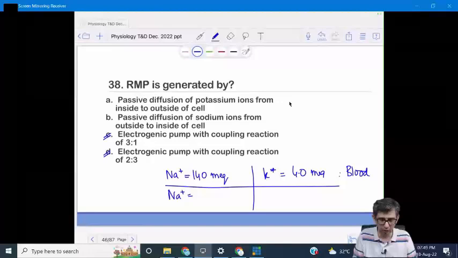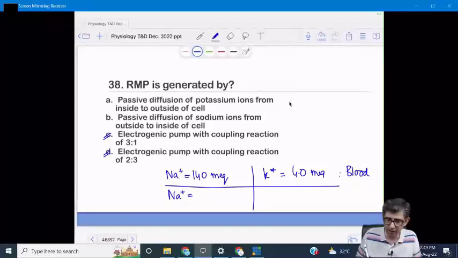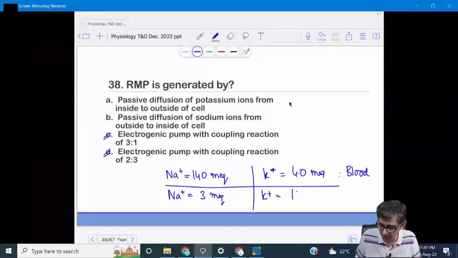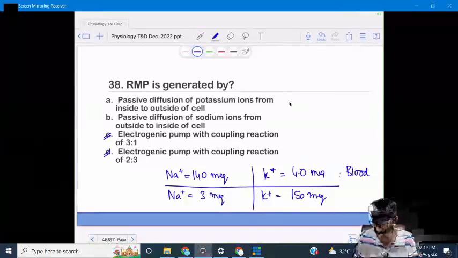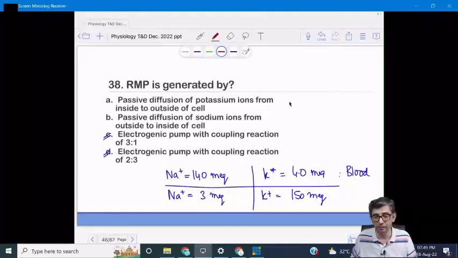How much sodium is present inside the cell, intracellular? Sodium inside the cell is 3. And how much is going to be potassium inside? How much is potassium inside the cells? It's going to be something like 150. So one, I want to tell you the fact that there is a very large amount of potassium inside the cells, and this movement of potassium out is one of the important reasons for development of resting membrane potential.